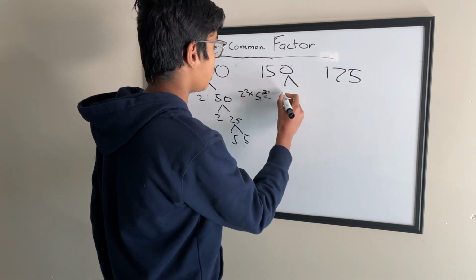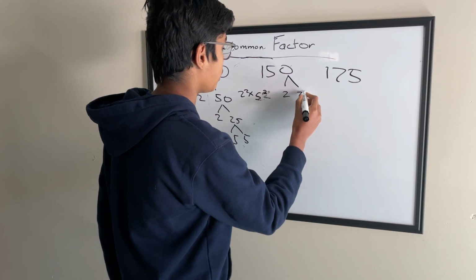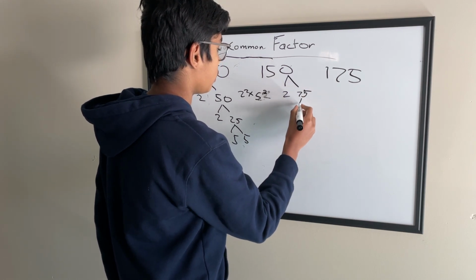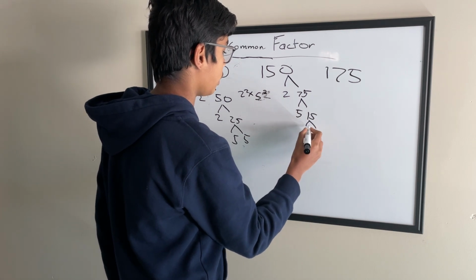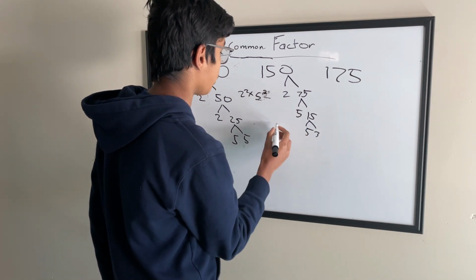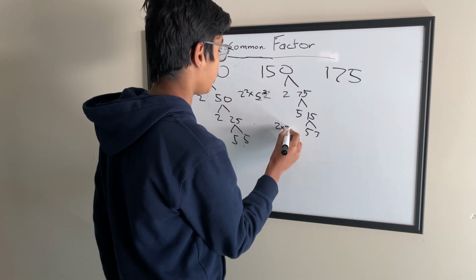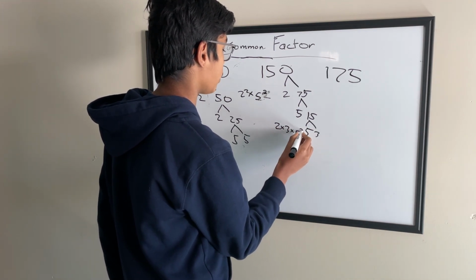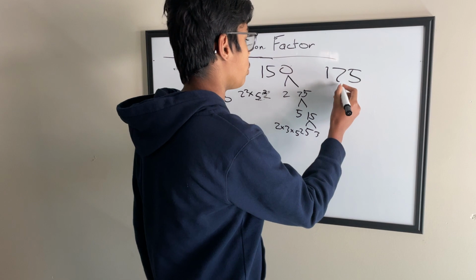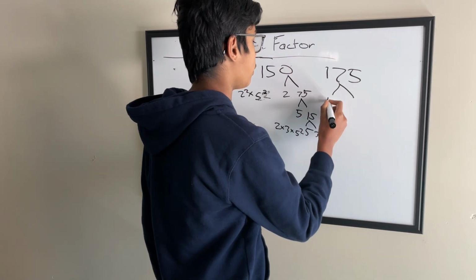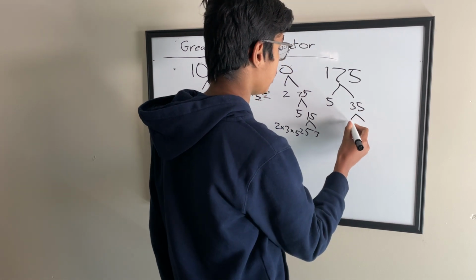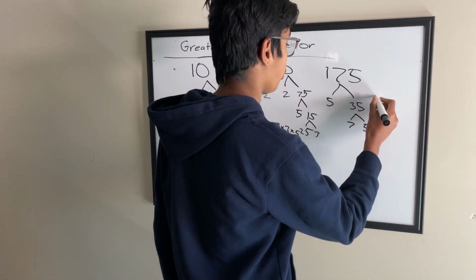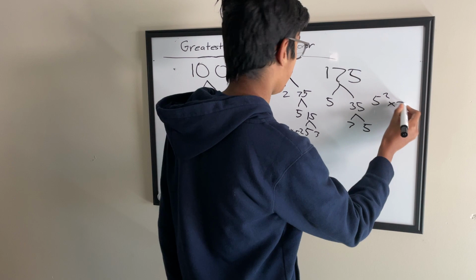150 would be 2 and 75, 5 and 15, and 5 and 3. So 2 times 3 times 5 squared. While 175 would be 5 and 35, and 35 would be 7 and 5. So it would be 5 squared times 7.